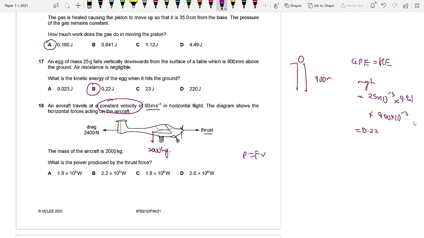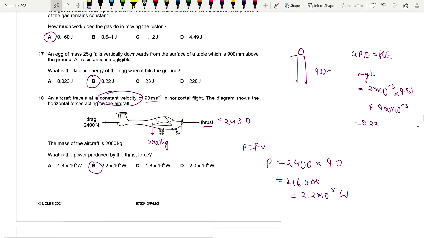Net force is zero, so thrust must be equal to drag at 2400. So power is equal to the driving force, 2400 thrust, into the velocity 90. This is it, 2400 into 90. That's it, 216000, or basically it's 2.2 into 10 to the power 5 watts.